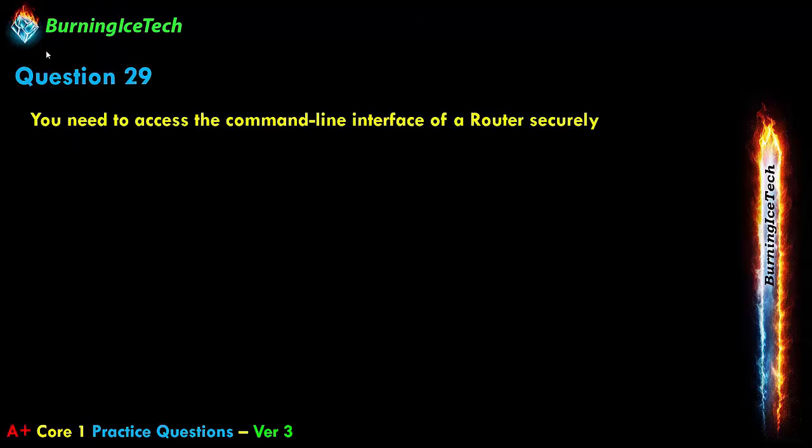You need to access the command line interface of a router securely. So we don't just want to access the command line interface, that's one part of the question, but we also want to do this securely. Always make sure you read the question slowly and properly, otherwise you can end up missing something. Now further, my question states, which of the following protocols should you use?